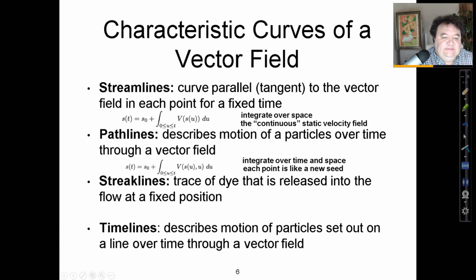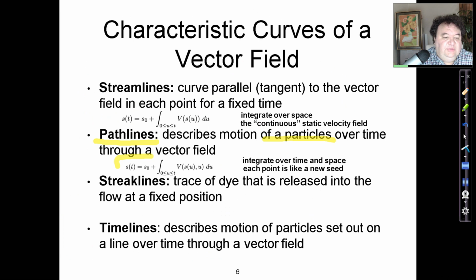So path lines are in some sense more realistic because basically you cannot really have a streamline unless you really have a steady vector field, which would be very rare in real life. A path line is really the trajectory of a particle, technically think of that as a massless particle, evolving over time in a vector field.